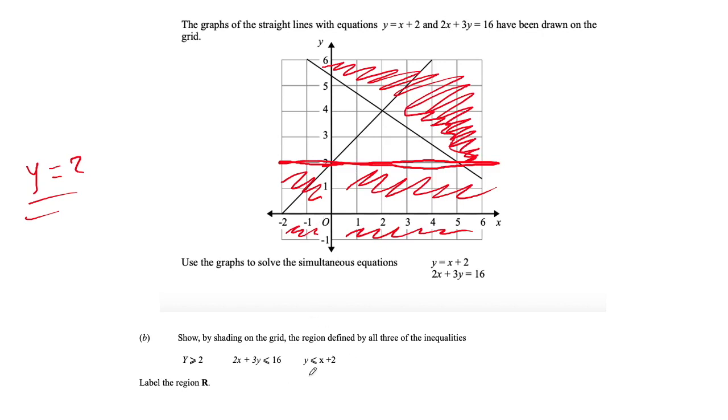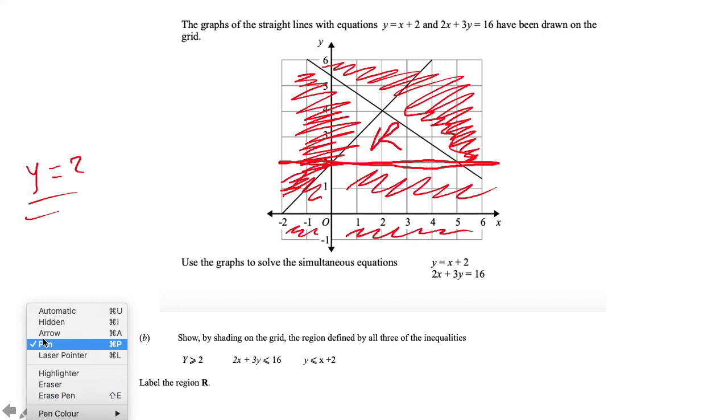And for the last one, we got y is less than or equal to x plus 2. So anything more than that, we're not interested in, so we're going to cross out. So now we've got our little region here, which I'm going to write R. Now to double check that this is correct, we're going to take one point in that region and compare it to all of the inequalities.